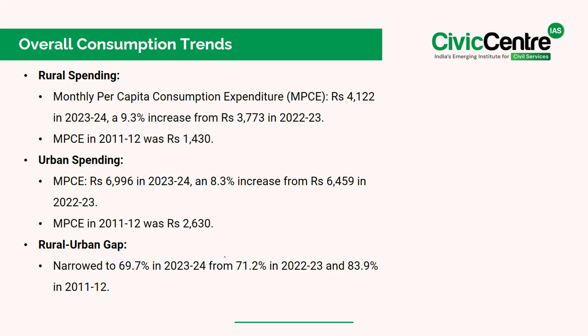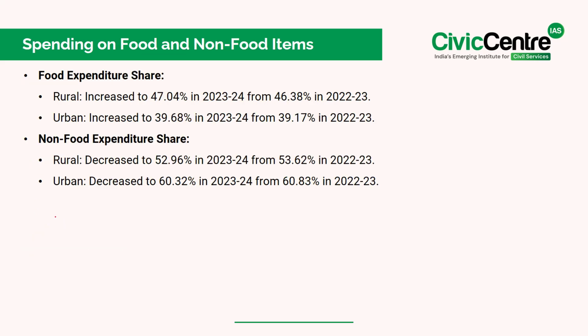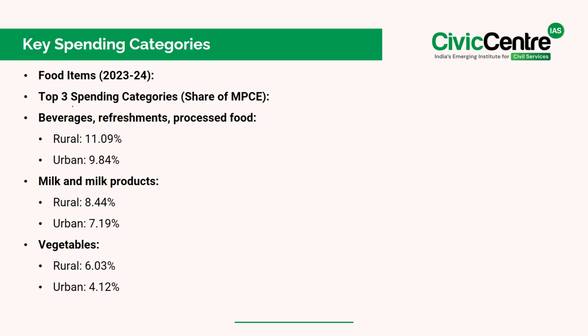So these are the overall consumption trends with respect to rural spending, urban spending, and rural-urban gap. Now, looking at the spending on the farm, food and non-food items, this is with respect to food expenditure share, and this is with respect to the non-food expenditure share. Now, moving on to talk about the key spending categories.